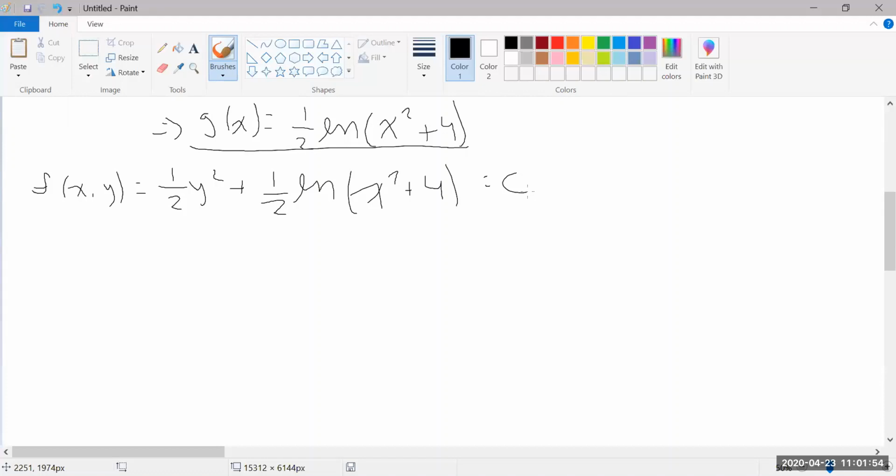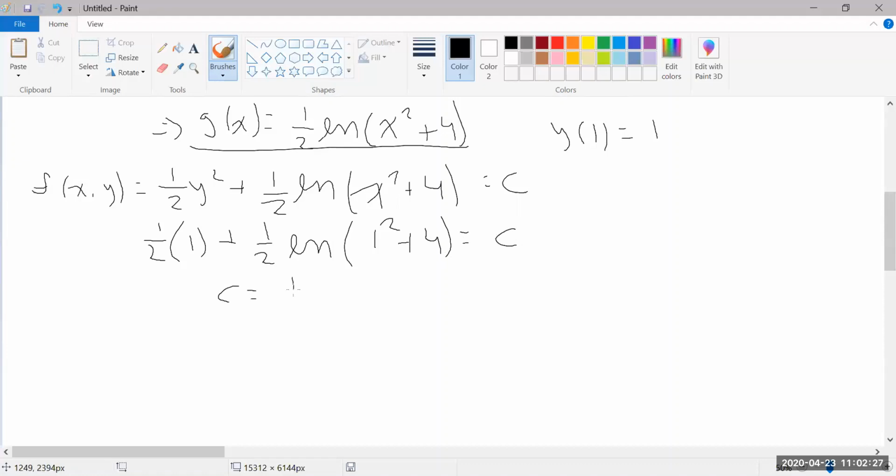Okay, and we do have an initial value on this problem, which is, I'm trying to find it, y of 1 equals 1. Okay, so y of 1 equals 1. So we get 1/2 times 1 plus 1/2 times the natural log of 1 squared plus 4 equals C. So we know that our C equals 1/2 plus 1/2 the natural log of 5.